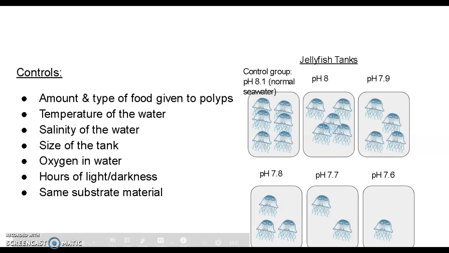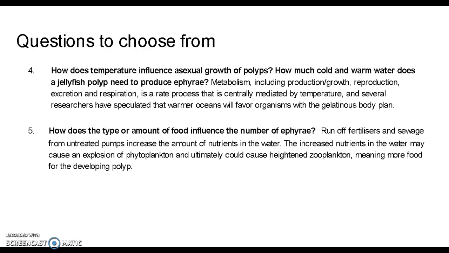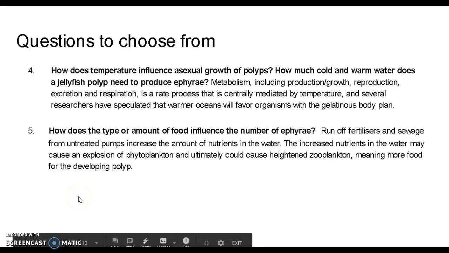So these are questions for you to choose from. Polyp growth in light versus the dark. Polyp growth under different salinities, so different amounts of salt. Do artificial substrates provide increased habitat for polyps? How does temperature influence the asexual growth of polyps? How much cold and warm water does a jellyfish polyp need to produce ephyrae? Or how does the type or amount of food influence the number of ephyrae?